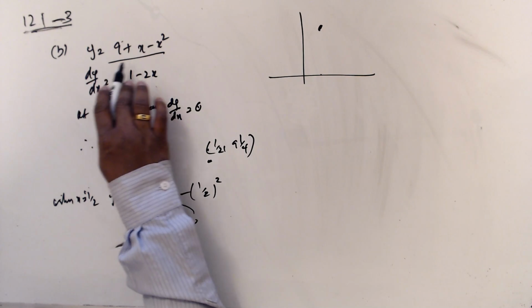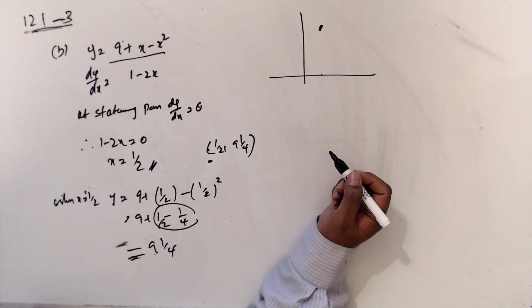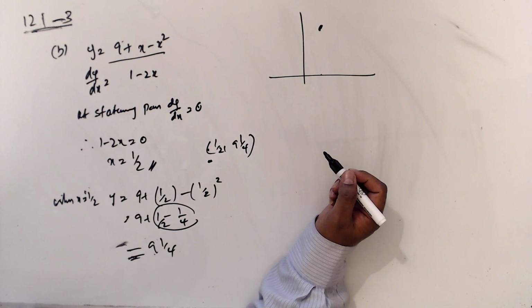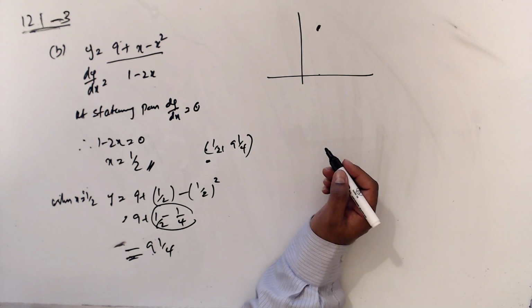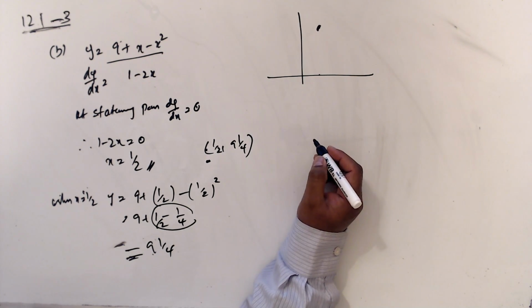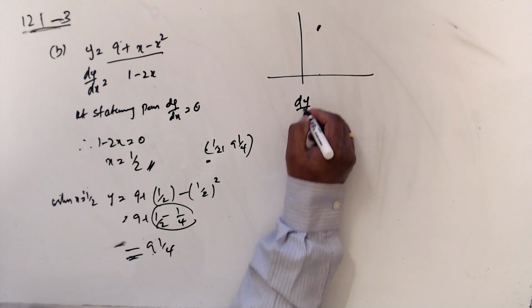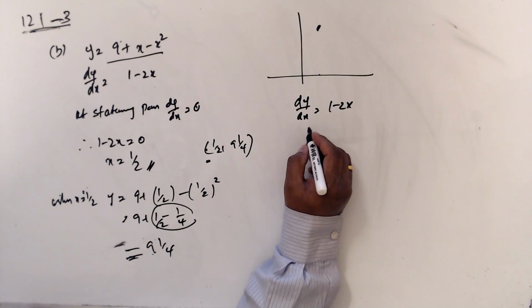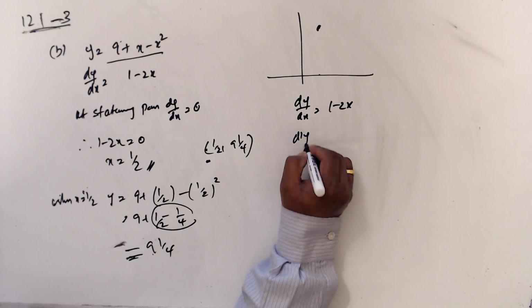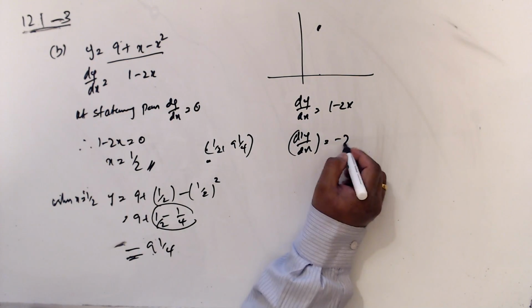Is this point minimum or maximum? We know this is a quadratic equation and a value is negative. We know this is going to be a maximum, having this knowledge, but still we have to work and show. So shall we go with the second method? Yes. So dy over dx is 1 minus 2x. Then d squared y over dx squared is minus 2.